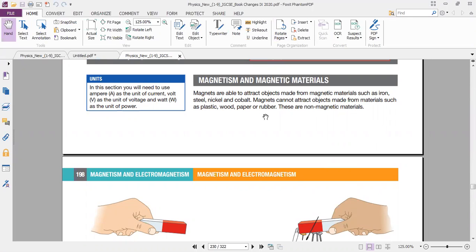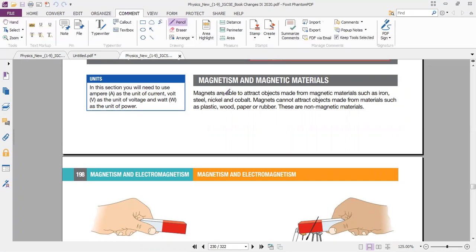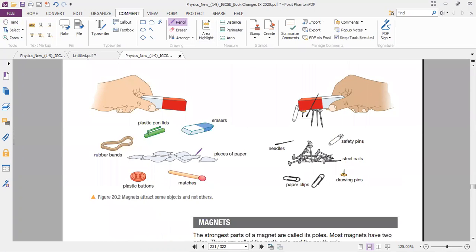And there are some materials that a magnet cannot attract. These are called non-magnetic materials, such as plastic, wood, paper, or rubber. Look at this. These are non-magnetic materials that a magnet cannot attract, and these are magnetic materials that a magnet can attract.